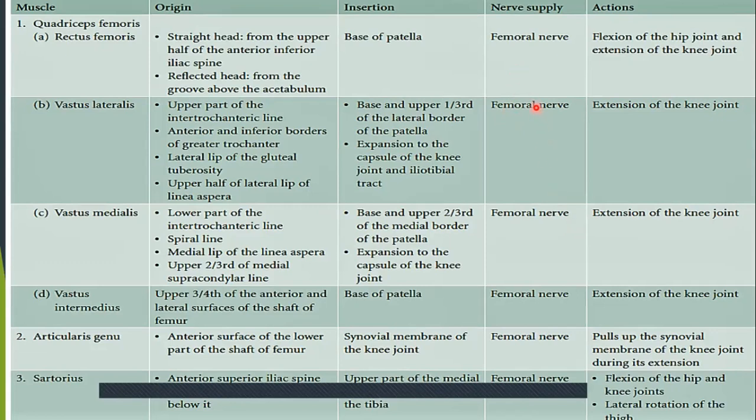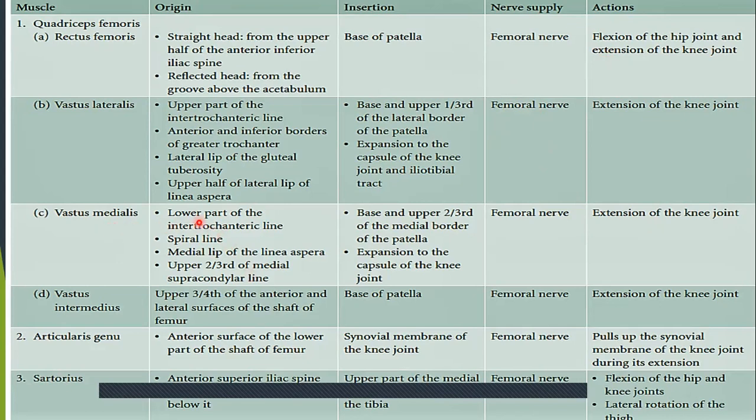These are supplied by a posterior division of the femoral nerve, and they extend the knee. They usually extend the knee only, except the rectus femoris. Since rectus femoris crosses two joints, both the knee and the hip joint, it is the only one which can flex the hip. The others cross only one joint, the knee joint, and they extend it.